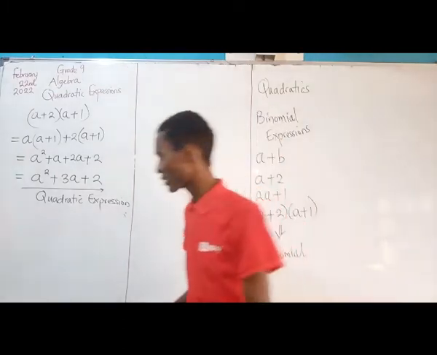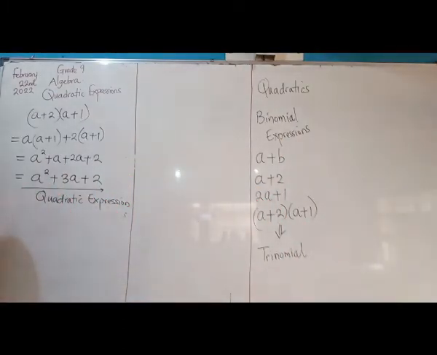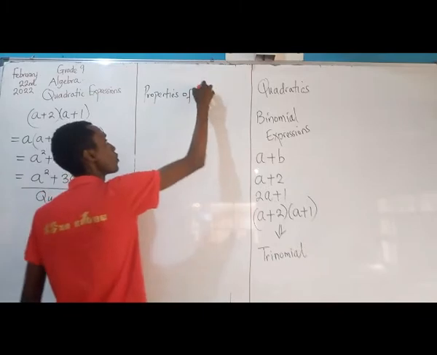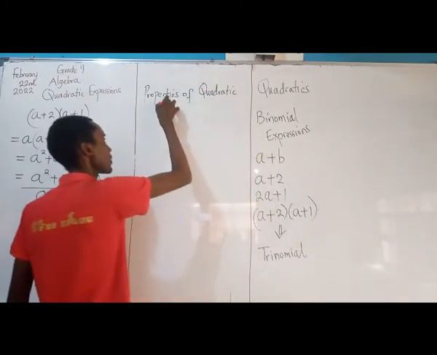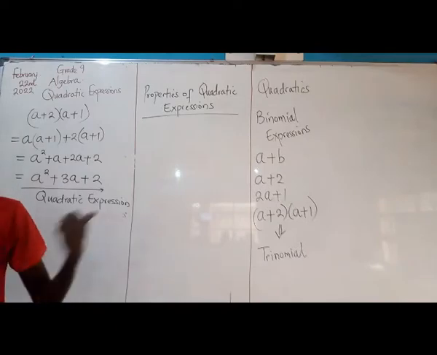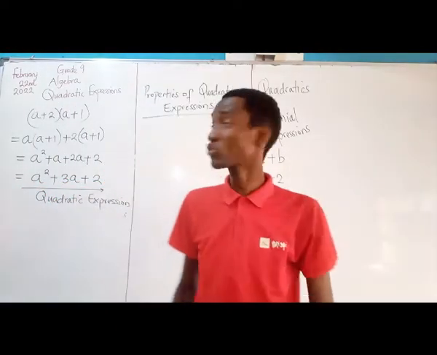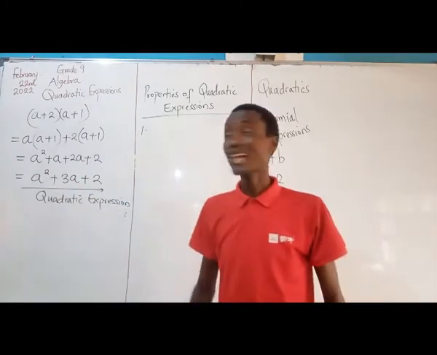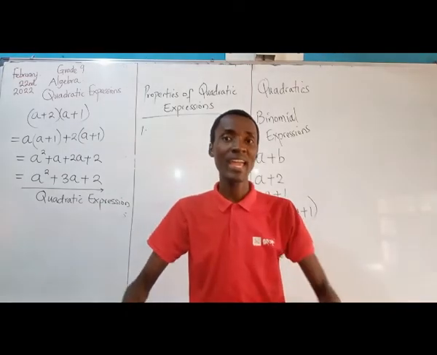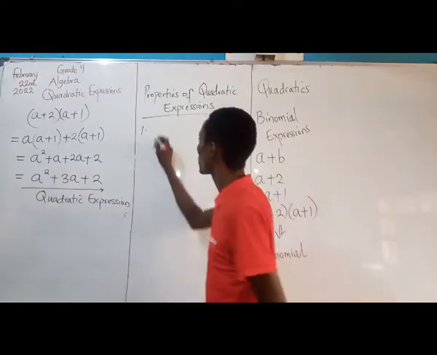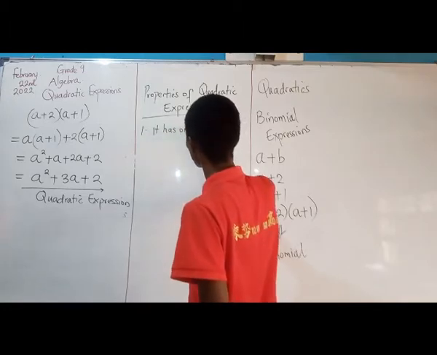But let's look at a few things we would have noticed. In a quadratic, there is always one unique unknown. So let's look at the properties of quadratic expressions. What are those things I would see that would tell me this expression on the board is a quadratic? That's what we're going to try to do. Number one, you discover that there is just one unknown. In this case that unknown is A. In some questions it could be X, it could be Y, it could be Z. But in this case, there's just one unknown, and that unknown is A. So it has one unknown.